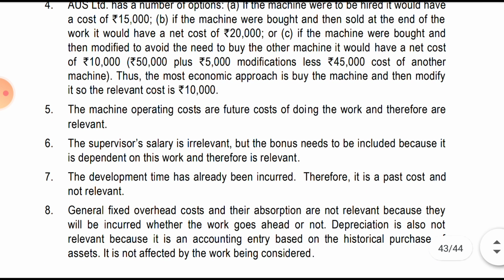Then machine operating cost, for the future, are doing the work and therefore are relevant cost. So this is the relevant cost, machine operating cost. Then supervisor salary is irrelevant. As I said, salary will be irrelevant, but the bonus needs to be included because it is dependent on the work, and that is relevant because it is dependent on the additional work.